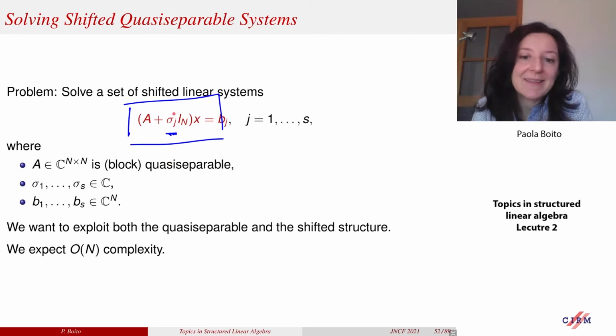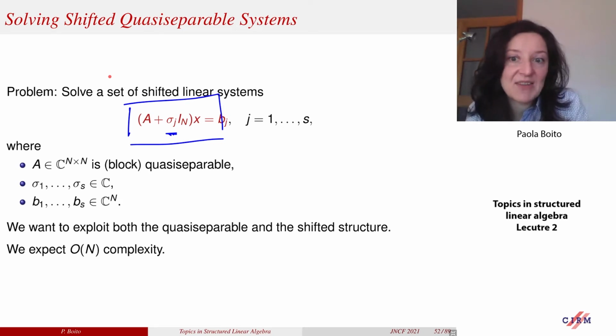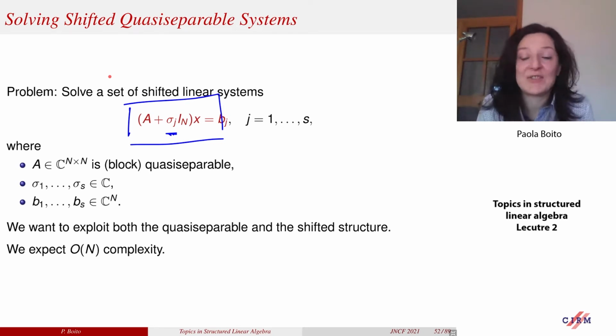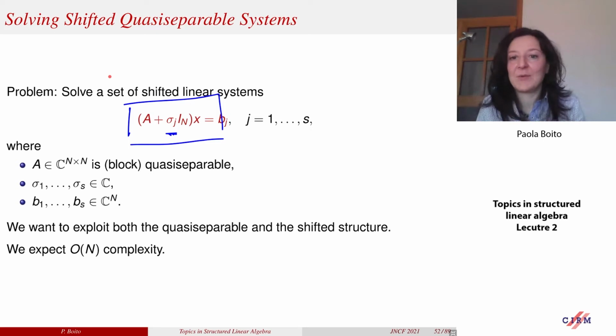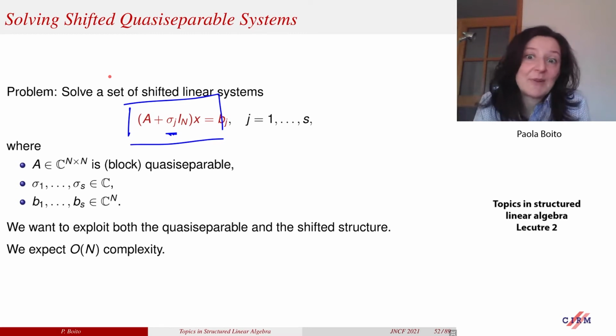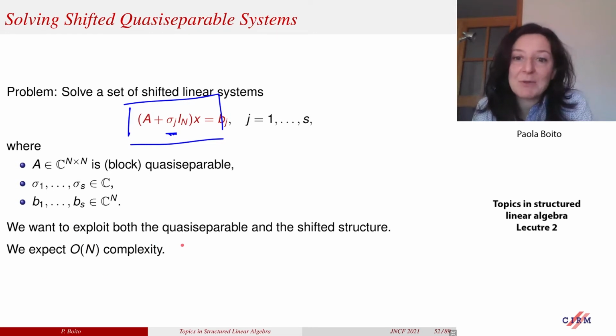Note, by the way, that adding a diagonal shift to a quasi-separable matrix gives us, again, a quasi-separable matrix. But the representation changes every time. So if we were to apply the naive structured method, we would have to start again for every system. We expect to do better than just applying the structured method to each system.